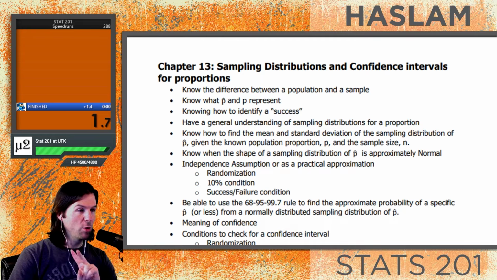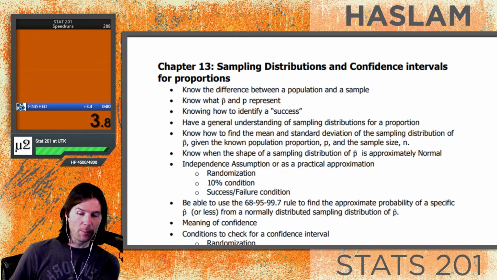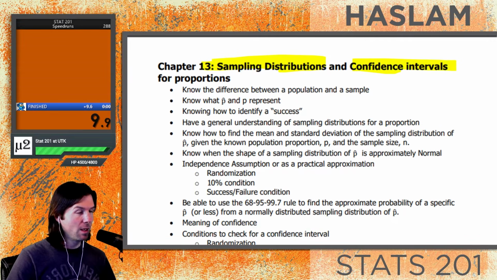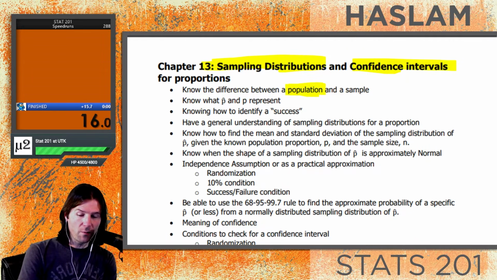Chapter 13 has two parts to it. First, we have the sampling distribution for the sample proportion, and next we have confidence intervals for the true proportion. Now you'll notice here that we need to understand the difference between populations and samples. So when you look at the first one right here, we're actually talking about starting off with a population.